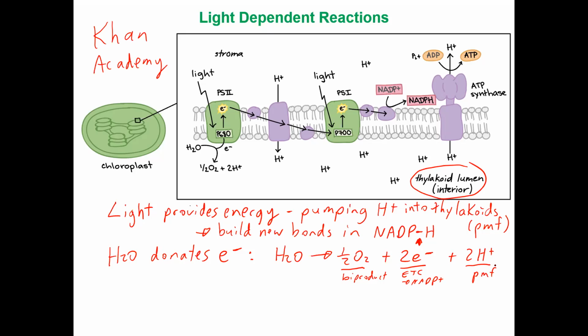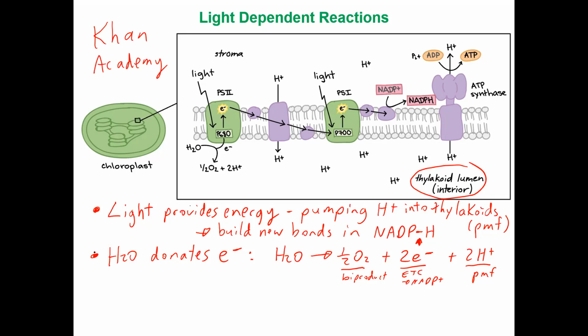So three things so far, right? We've got light providing energy, thinking about what that energy does, which is two things: pumping protons and building bonds. We've got water. Water is mostly donating electrons. We do like the fact that it gives us oxygen. That's a good thing too.